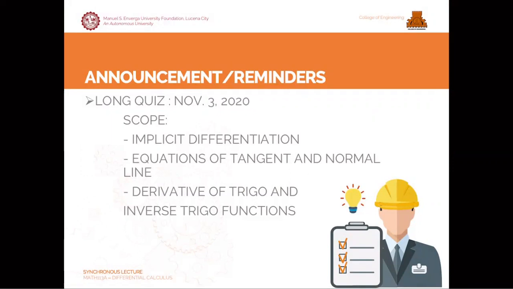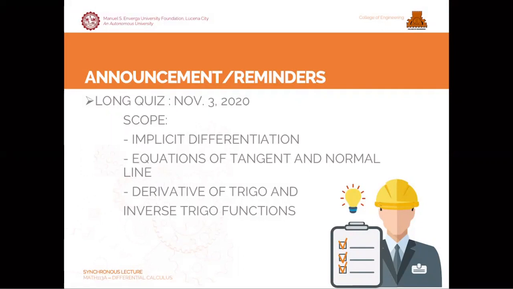So, that will be Tuesday. Then, yung time natin will be the same as yung synchronous lecture time natin. Okay? Yung scope for this long quiz will be as follows. So, yung first one is yung implicit differentiation, then equations of tangent and normal line, and then yung last dun is yung derivative of trigonometric and inverse trigonometric functions.